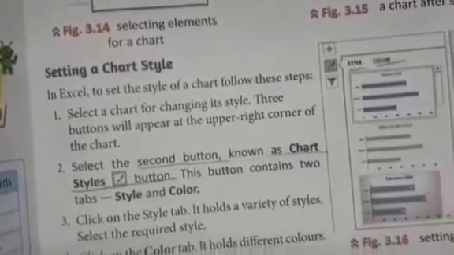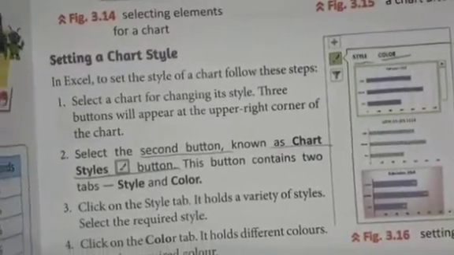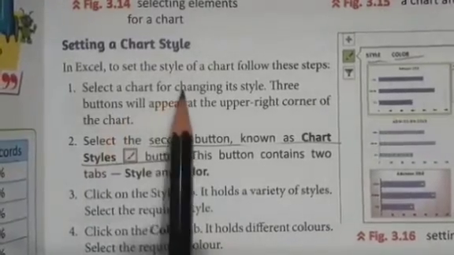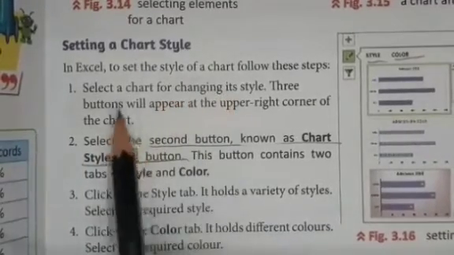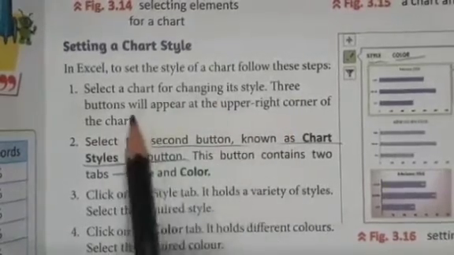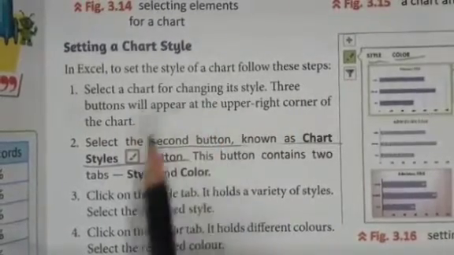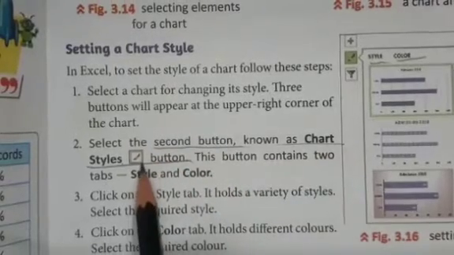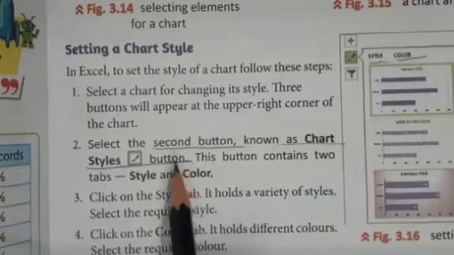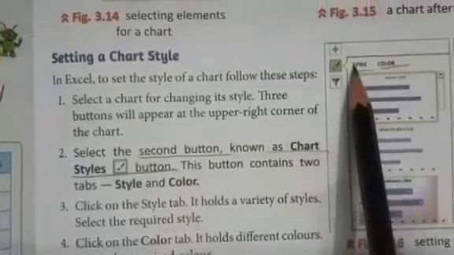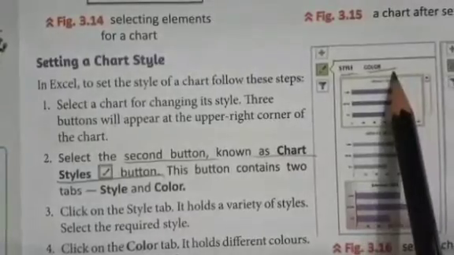Let's see how to set a chart style. Steps to set the style of a chart. Select a chart. To change its style, three buttons will appear. Now select the second button known as chart style button. This button will contain two tabs. One is the style and one is the color.